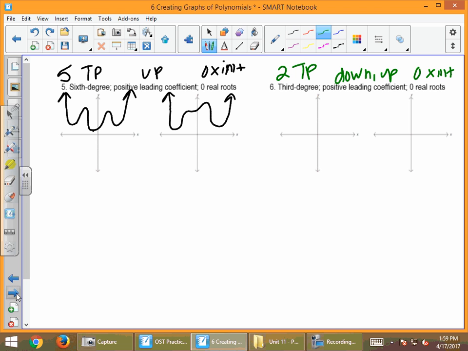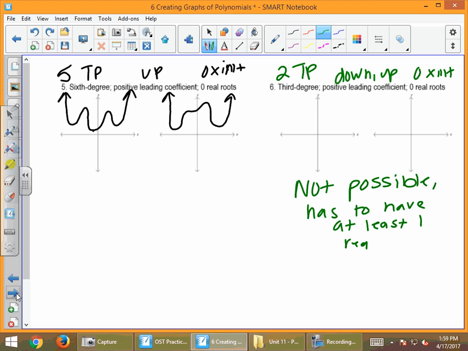Anything that has an odd degree, unless it's linear, which is a special case, has to cross the x-axis at least one time. So an odd function is always going to have at least one real root. Not possible. Has to have at least one real root. Odd. Has to have at least one when it's odd.